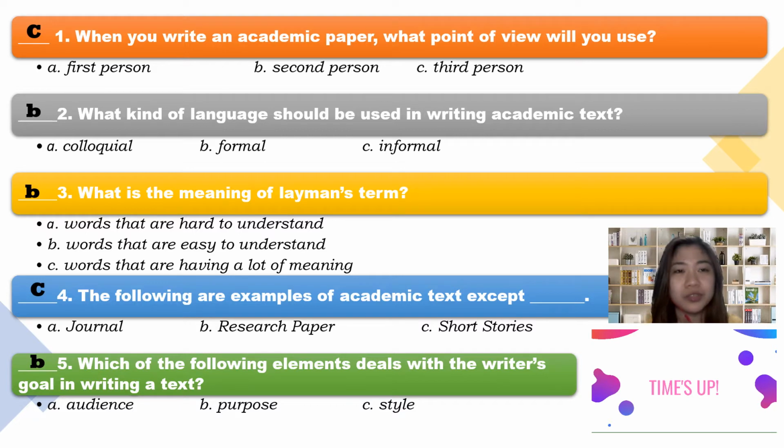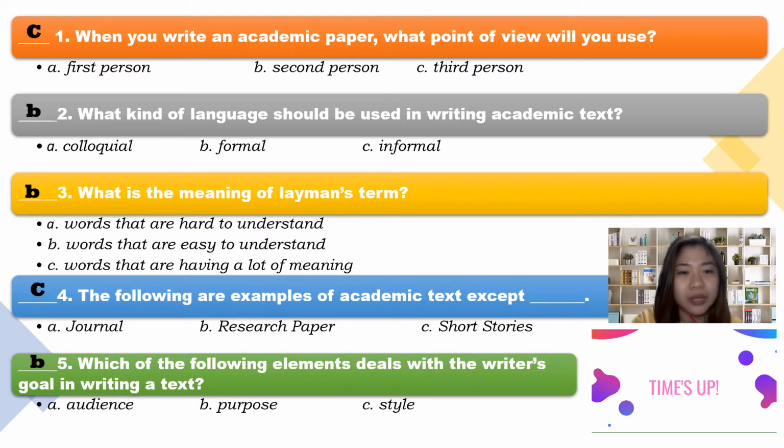So for the number 1, the answer is letter C. So meaning to say, when you write an academic paper, you're going to use the third person point of view. So number 2, what kind of language should be used in writing an academic text? So the answer rather is letter B, formal. Number 3, what is the meaning of layman's term? So the correct answer is letter B, words that are easy to understand.